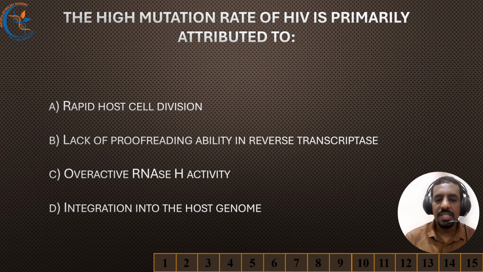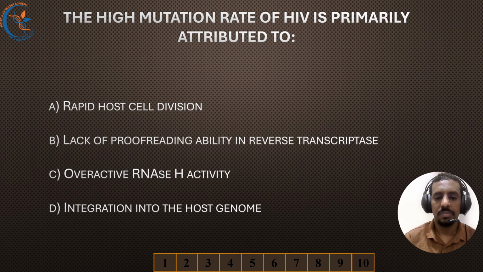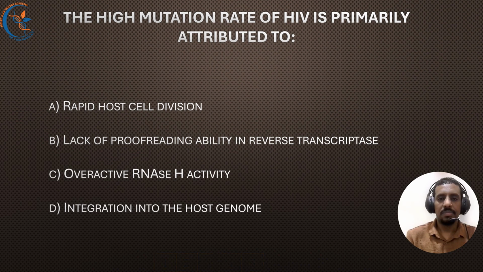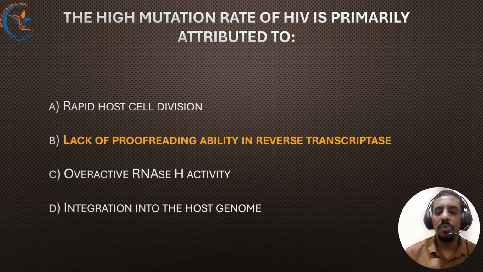The high mutation rate of HIV is primarily attributed to what? The correct answer is lack of proofreading ability in reverse transcriptase. As we know, reverse transcriptase lacks 3' to 5' exonuclease activity, leading to uncorrected errors during DNA synthesis and high genetic variability in HIV.